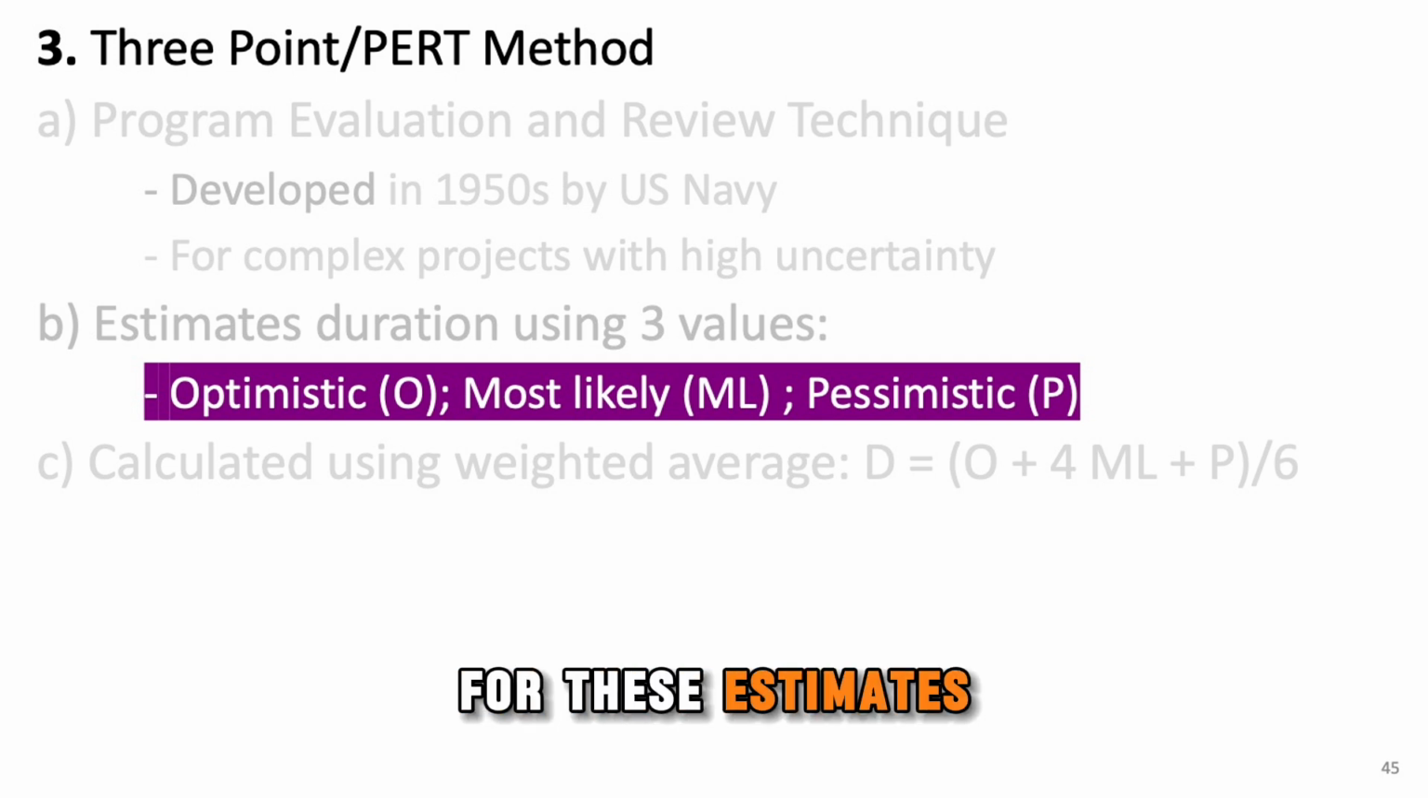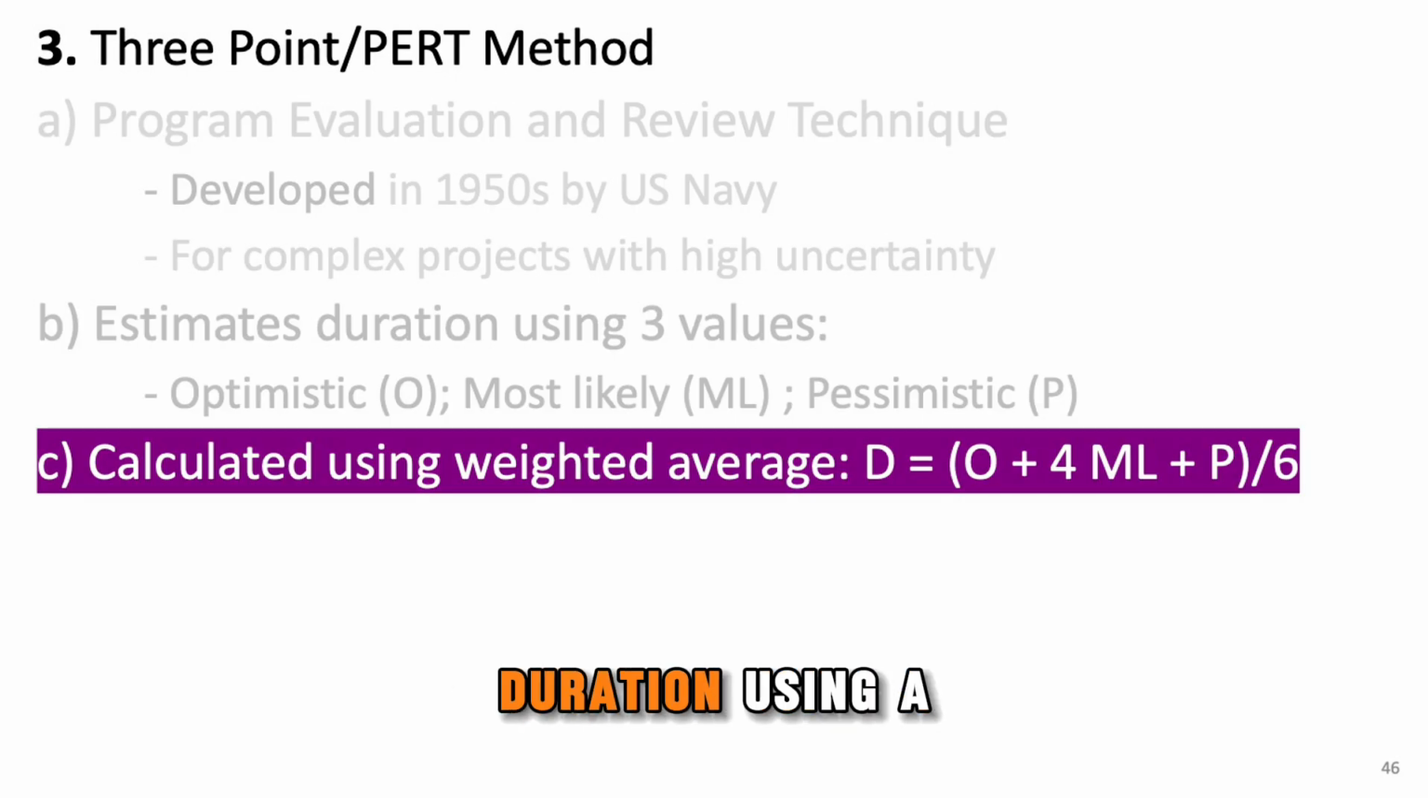To gather data for these estimates, project managers often rely on expert judgment, historical records, or industry benchmarks. This ensures that the calculations are based on real-world insights rather than just assumptions. The PERT method calculates duration using a weighted average of the three estimates: optimistic, most likely, and pessimistic. The estimated duration is optimistic plus 4 times the most likely plus pessimistic, all divided by 6.